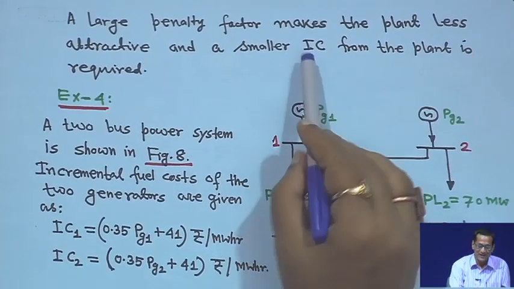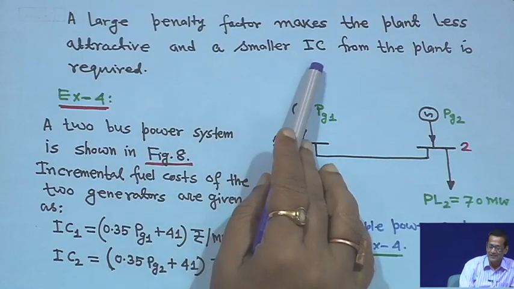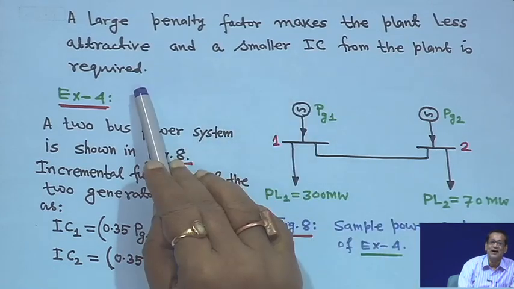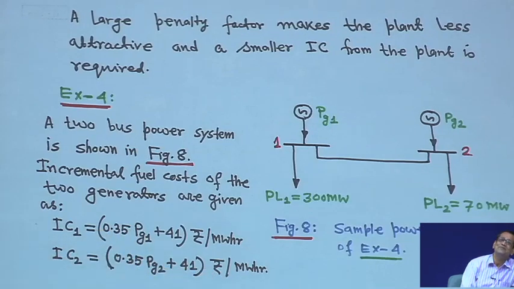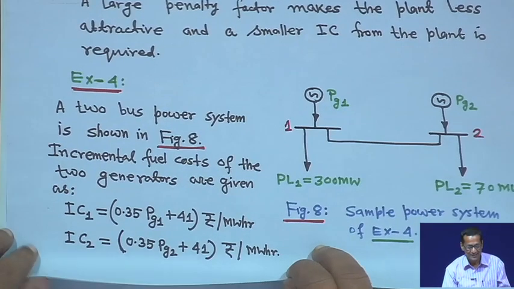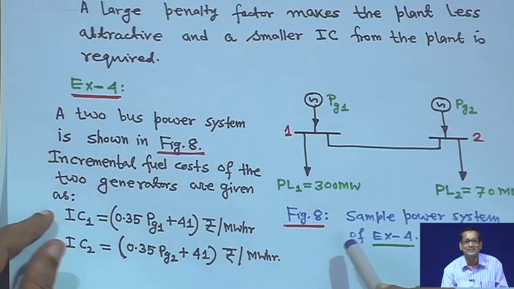A large penalty factor makes the plant less attractive, that is true, and a smaller incremental cost from the plant is required. So naturally your fuel cost will be minimum. But a large penalty factor makes the plant less attractive. Now, say example 4. I have taken a few examples so that you can understand.